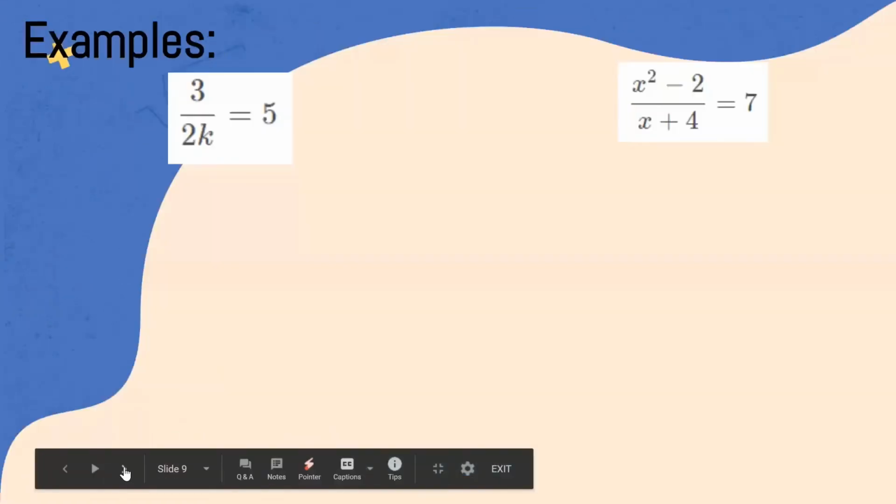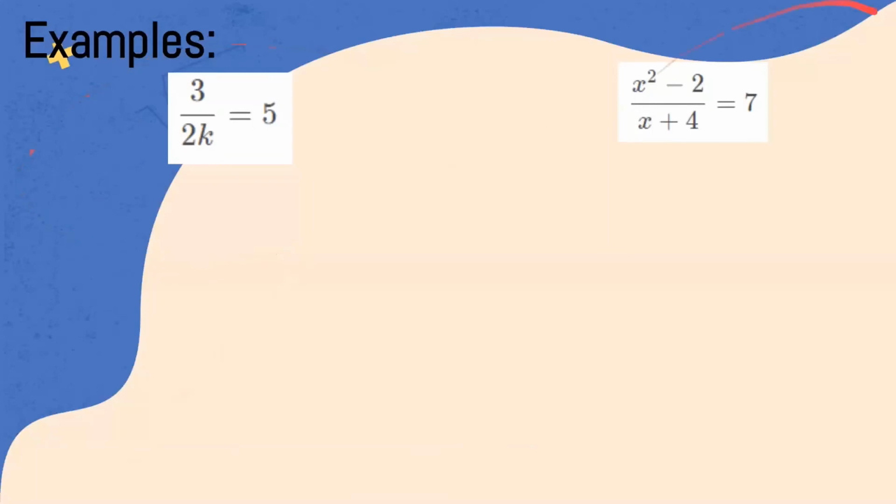So we're gonna do some easy problems, and then we're probably gonna call it a day. But these are actually examples of rational equations. So you have a rational expression, with a denominator and a numerator, which makes it a fraction.